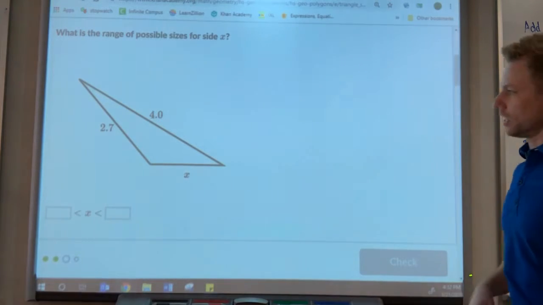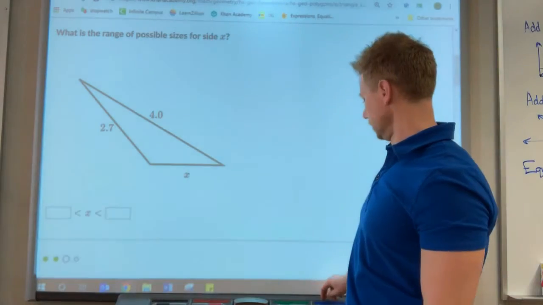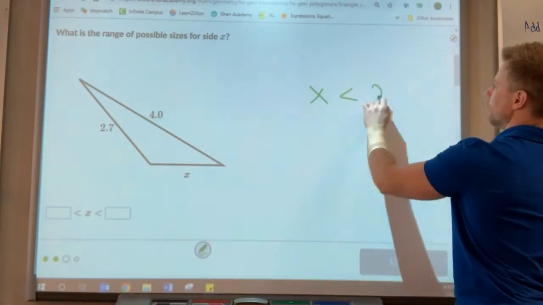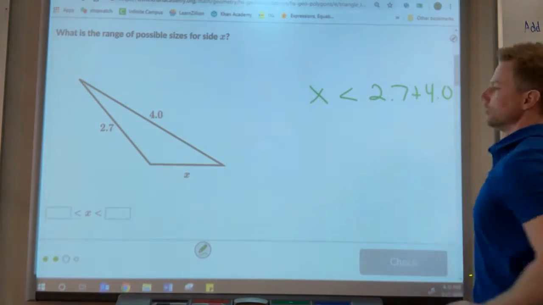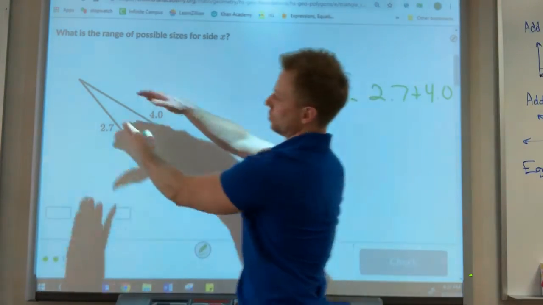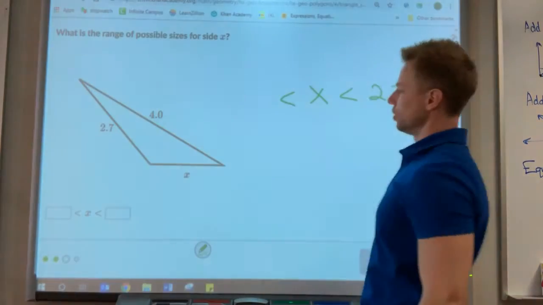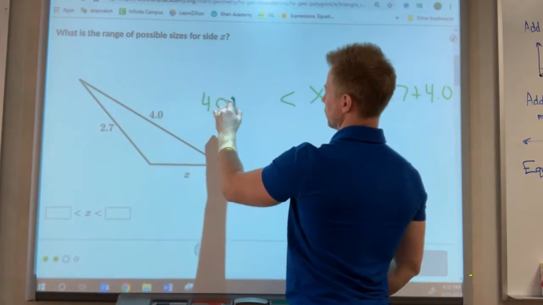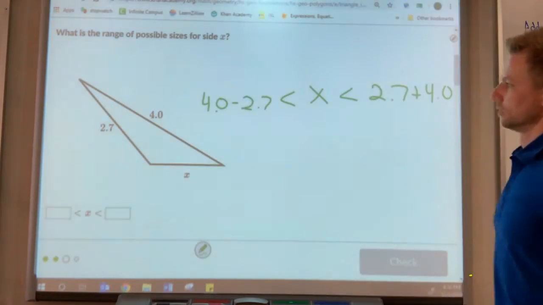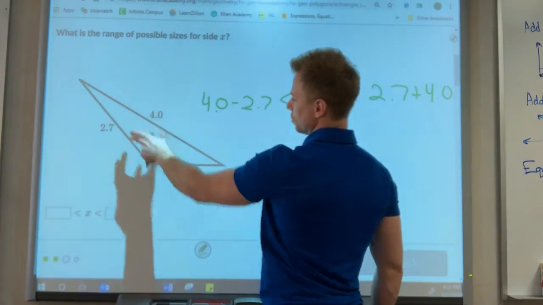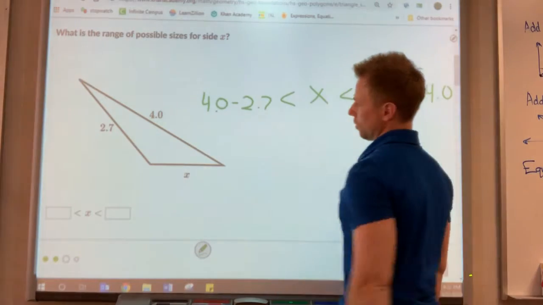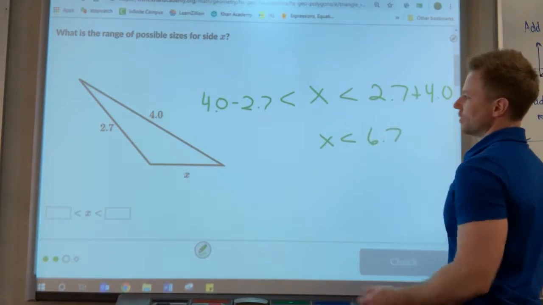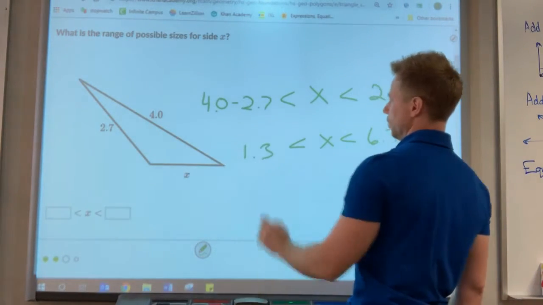What is the range of possible sizes for the side x? Okay, x needs to be smaller than 2.7 plus 4.0. Otherwise, it'll be too long, and those two sides won't meet. And x has to be greater than 4.0 minus 2.7, because x has to be bigger than those two subtracted, or it would be too short in order for the sides to connect to make a triangle. So x is going to be less than 6.7, and it's going to be greater than 1.3.